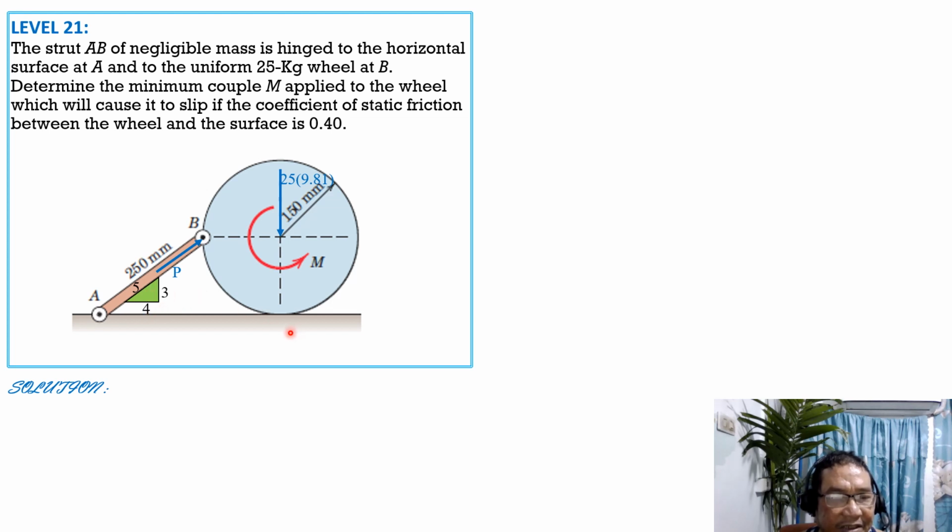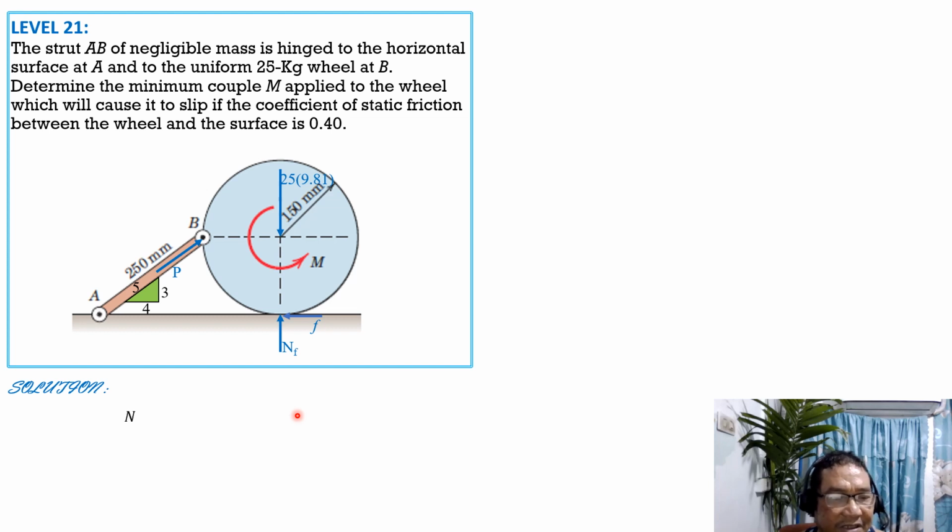Then we have the normal reaction on the ground here on the floor. Call that NF. Then friction should be to the left. And this friction is maximum frictional resistance, 0.4 of NF. So if we sum up moments about the center of the wheel, the moment M is equal to F max times R plus the vertical component of P, which is P times 3/5 or 0.6 P. The horizontal passes through the center, so it has no moment there. So it is P times 0.6 times radius, which is 0.15 m.